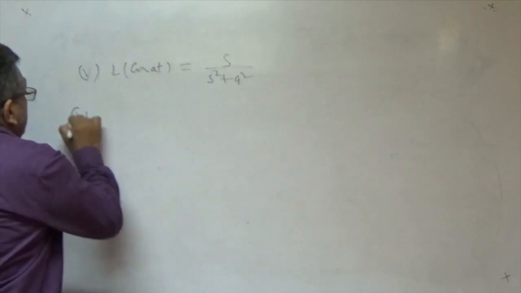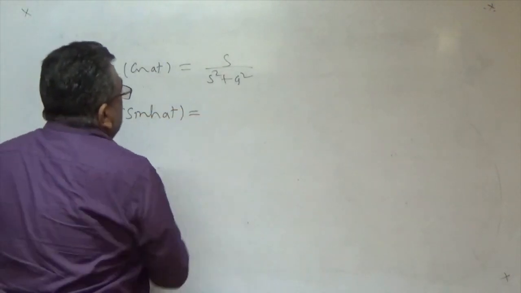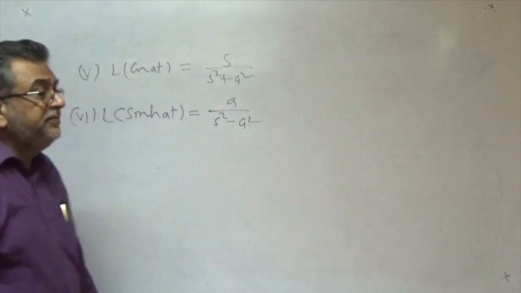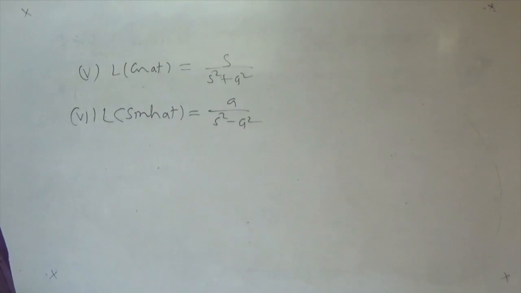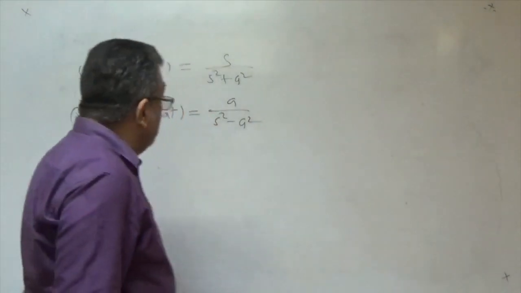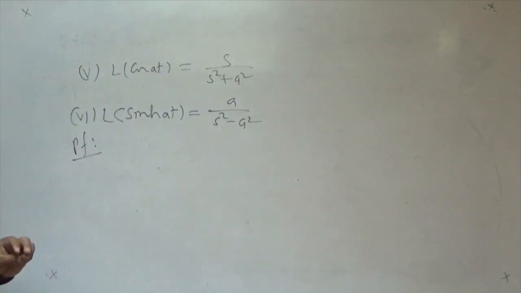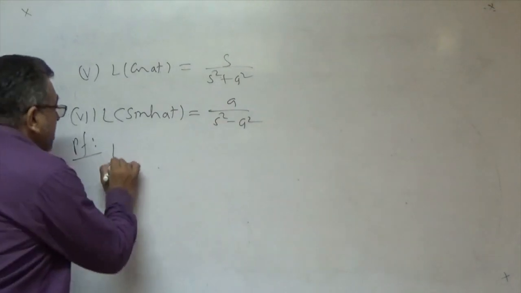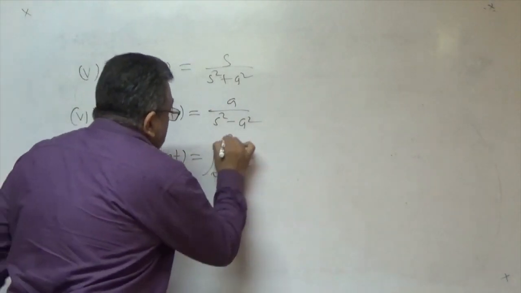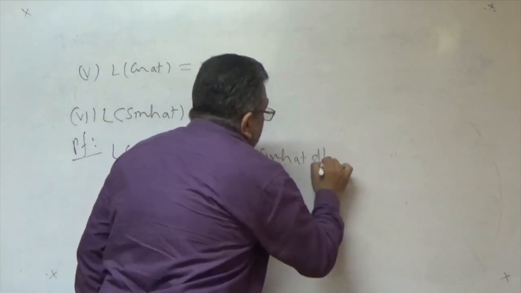Now come to the sixth and seventh results. Sixth result, Laplace transform of hyperbolic sin at. This is a upon s square minus a square. This is the Laplace transform that will cover hyperbolic sine functions. So, first of all, we see its verification. Again, by first principle, Laplace transform of hyperbolic sin at equals the integral from 0 to infinity of e to the power minus st hyperbolic sin at dt.